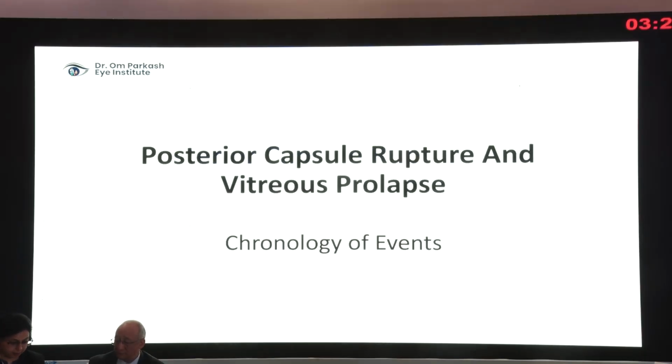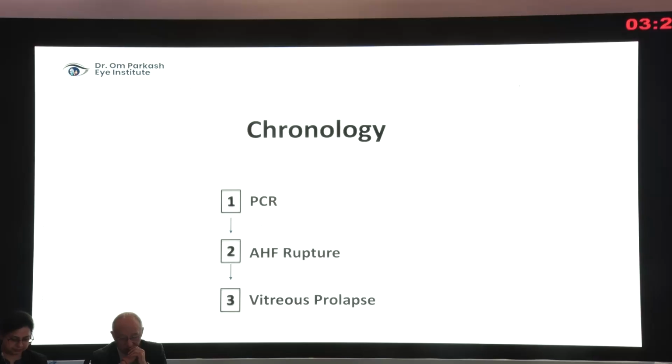So we have to realize before proceeding with the case that posterior capsule rupture and vitreous prolapse are two different events. So what happens is, whenever you have a posterior capsule rupture, after that you have an anterior hyaloid phase, and then it leads to vitreous prolapse. So my aim here is, whenever you have a pre-existing PCR, I have to maintain the anterior hyaloid phase integrity. So how do I do that?